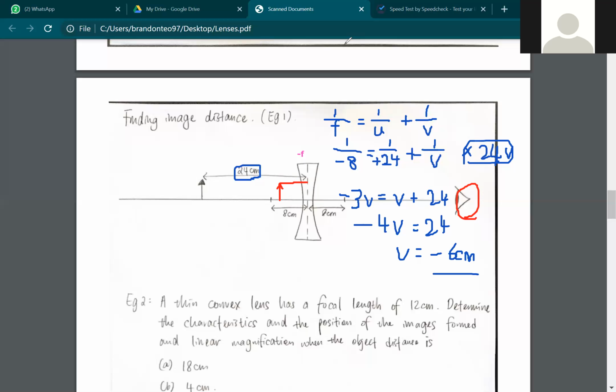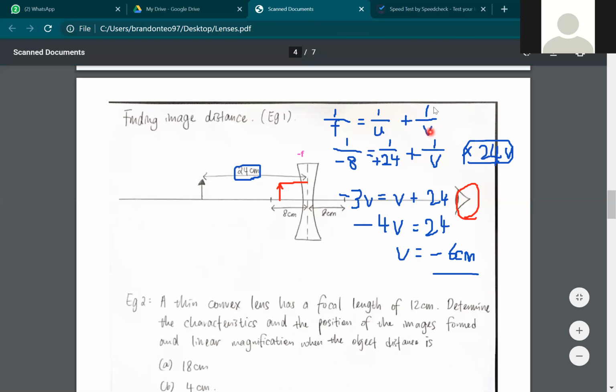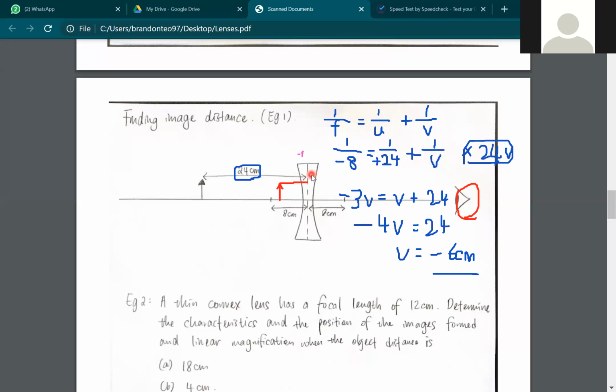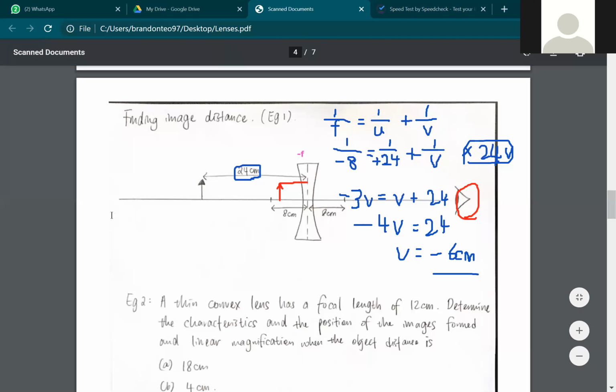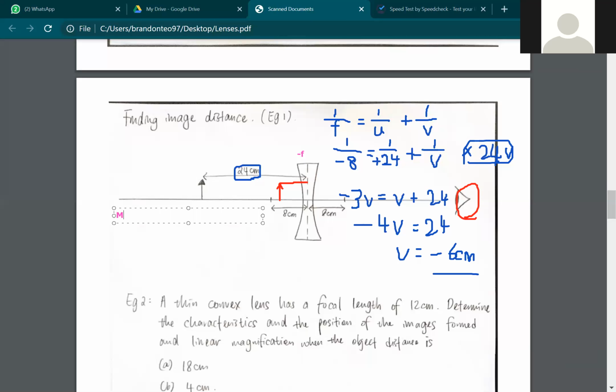One thing I forgot to tell you. This equation only calculates horizontal distance. U, V and F are all horizontal distances. It only tells you the position of the image. It doesn't tell you the characteristics of the image, such as whether it is upright or inverted, or whether it becomes smaller or bigger. For that we use another equation, the magnification. The magnification is m equals negative v over u. Remember this formula.